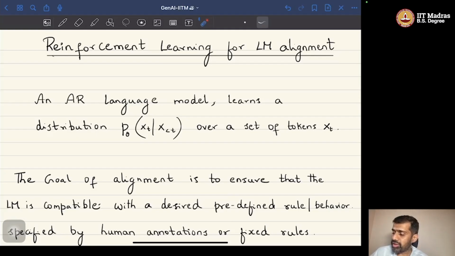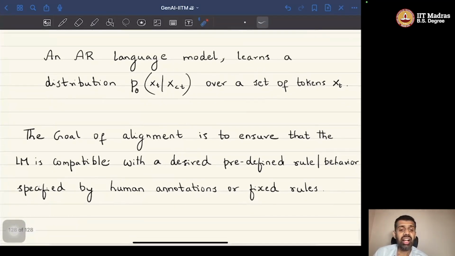Now, this distribution p_theta of x_t given x_{<t} is typically modeled using architectures such as transformers that have the attention mechanism. Now, given that a language model is trained using a large set of unlabeled data, the goal of alignment is to ensure that the language model is compatible with a desired predefined behavior that is specified either by human annotations or fixed rules.